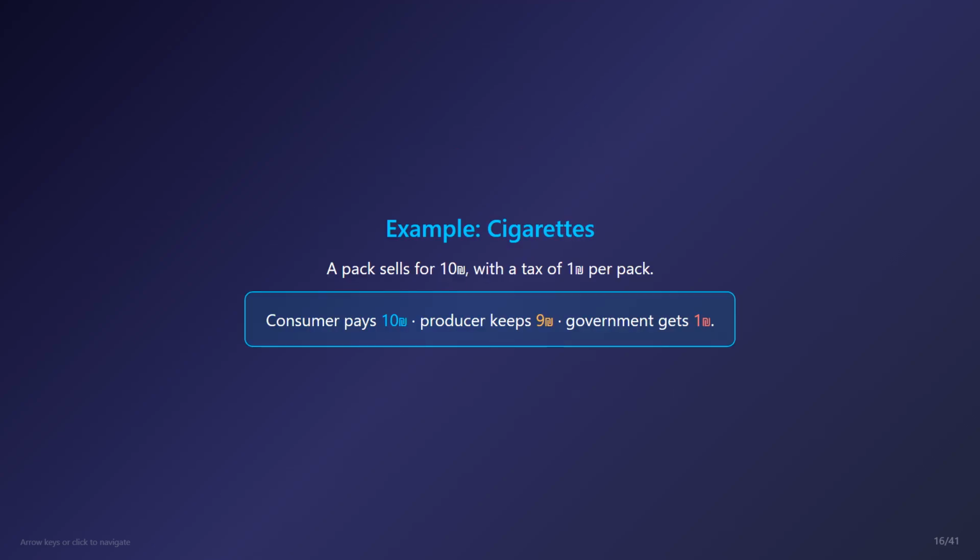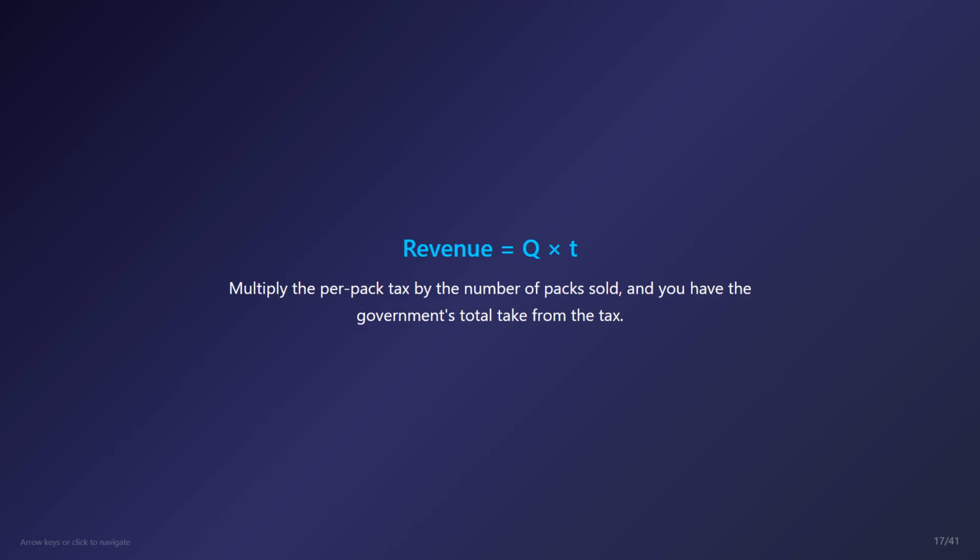Let's make it concrete with cigarettes. Suppose a pack sells for 10 shekels, and there's a tax of 1 shekel per pack. The consumer pays 10, the producer keeps 9, and the government collects 1 shekel on every pack. And the government's total revenue is just that 1 shekel times the number of packs sold. Multiply the per unit tax by the quantity, and you have the whole take from the tax.